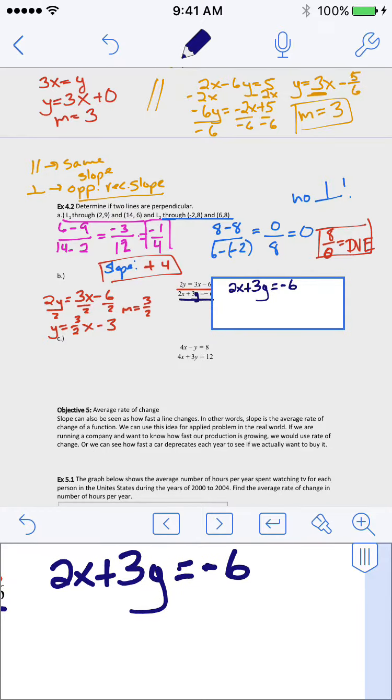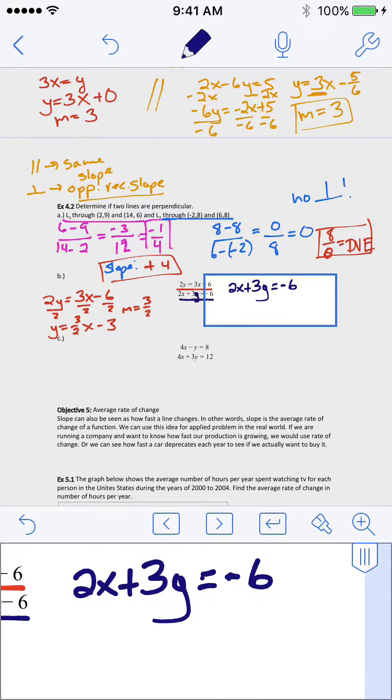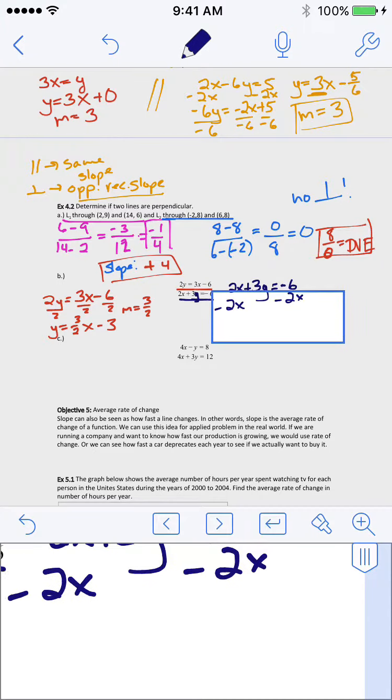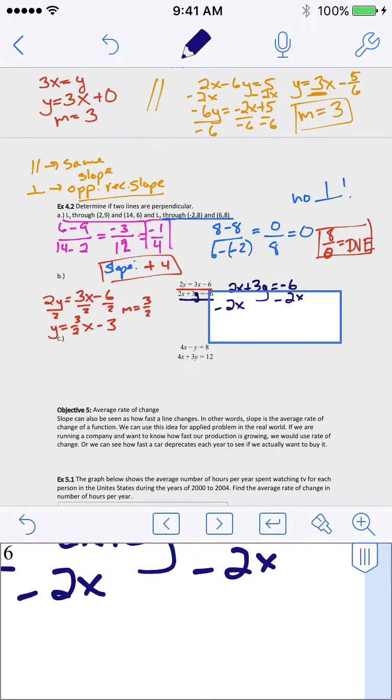Again, this one is not in y equals mx plus b. What kind of form is it in currently? Standard. Very nice. It is in standard form. So right now we have to switch it. We'll start with as far away from the variable as we can. We'll subtract 2x from both sides. Alright, so now we have 3y is equal to negative 2x plus 6.